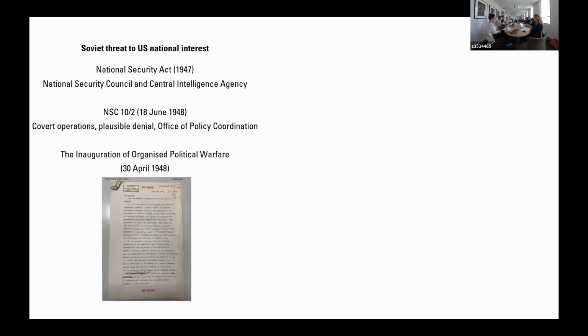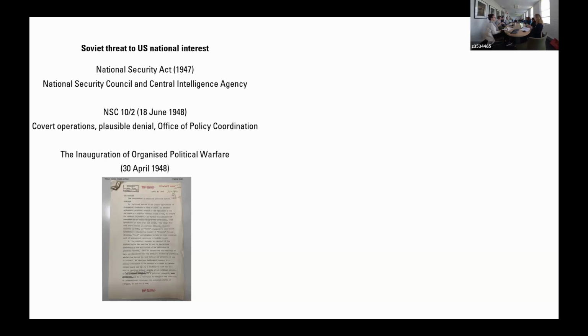And the blueprint for this directive was a paper that George Kennan drafted earlier that year. Kennan was an American diplomat, foreign policy strategist, and the father of the policy of containment. The inauguration of organized political warfare file was only declassified in 2005, and political warfare is a synonym for psychological warfare. And psychological warfare is all the covert action which is run by the US government.